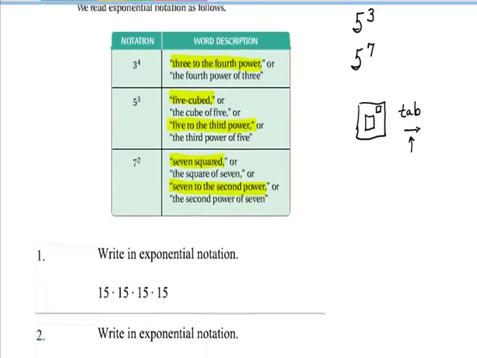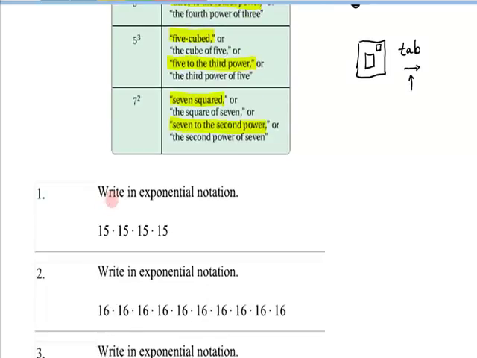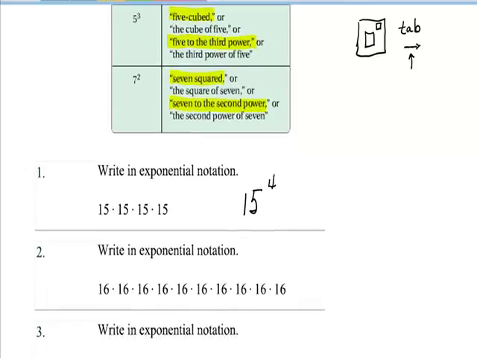All right, question number 1. All this says is write it in exponential notation. 15 times 15 times 15 times 15. The base is 15, and the exponent is how many factors there are, and it's 4. So the base is 15, the exponent is 4. 15 to the 4th power. You are not finding the value. You're simply changing it into exponential notation.